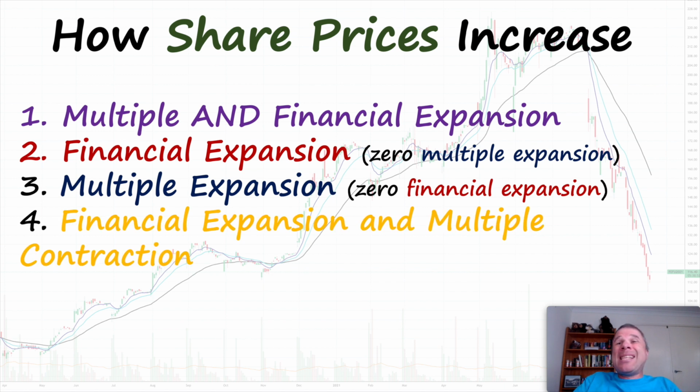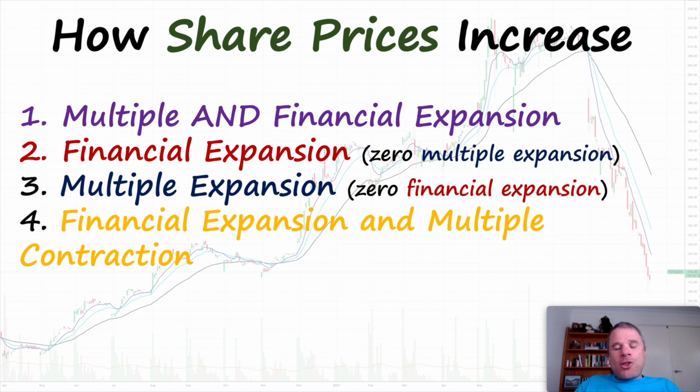The fourth one is maybe my favorite scenario, but it's also a scenario you do have to be a little bit wary, and that is financial expansion, so the company's profits have been increasing, and multiple contraction. The P/E ratio is actually falling through time. And this does open up opportunities to buy into a company that is great value.